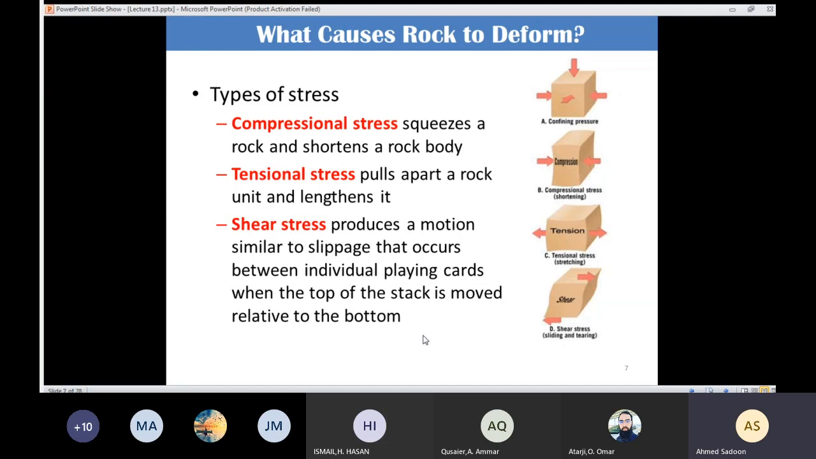In that case, we are going to say that we have shear stress. So the differential stress could be compressional stress, tensional stress, or shear stress. If it's compressional stress, the original length is going to be shorter. If I have tensional stress, the original length is going to be increased. If I have shear stress, the top point is going to move relative to another point.